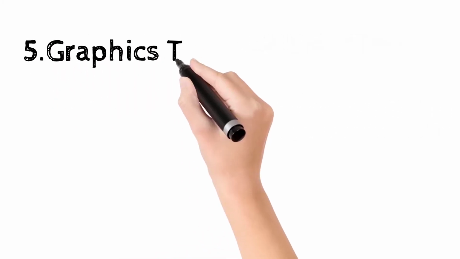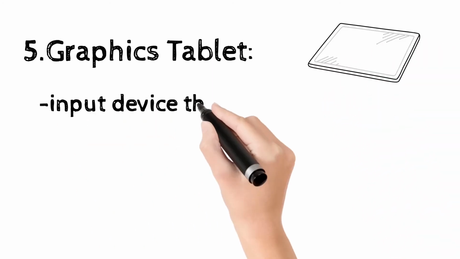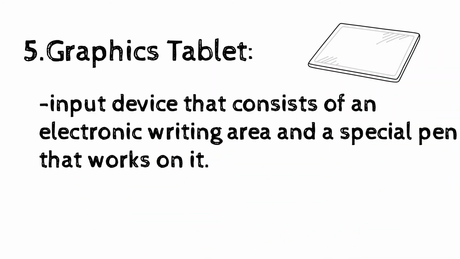Graphics tablet. A graphics tablet is an input device that consists of an electronic writing area and a special pen that works with it. The pen of the graphics tablet is pressure sensitive, so pressing harder or softer can result in brush strokes of different width.